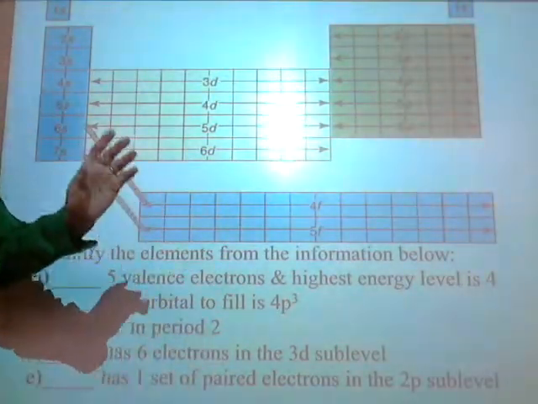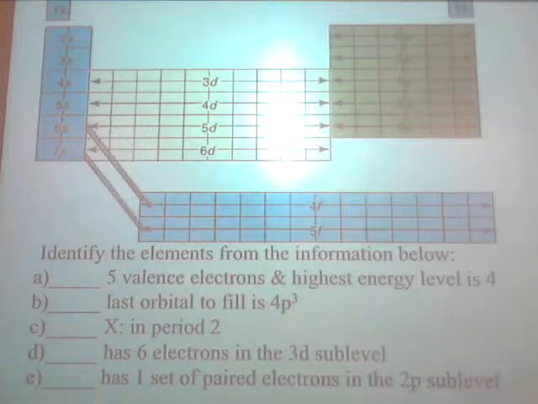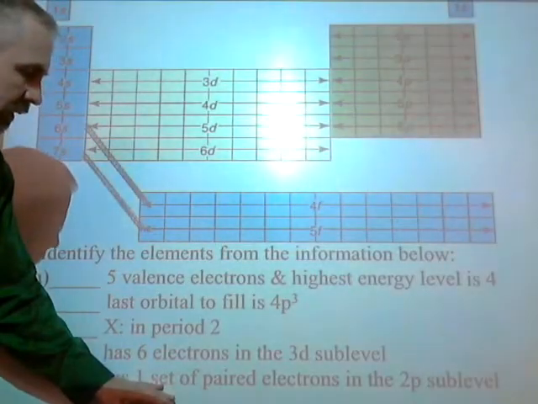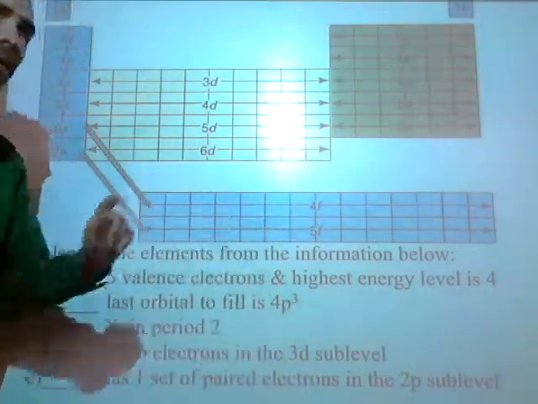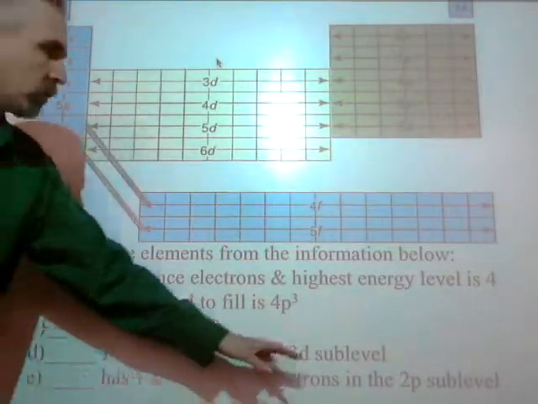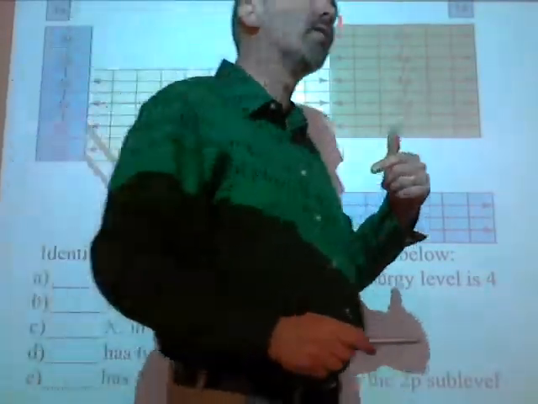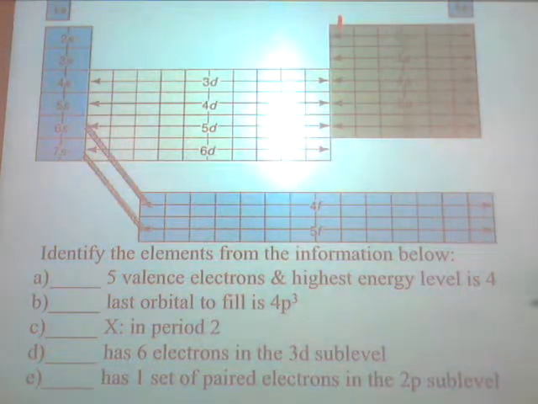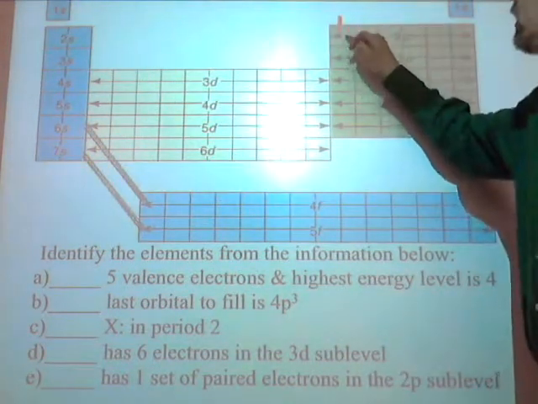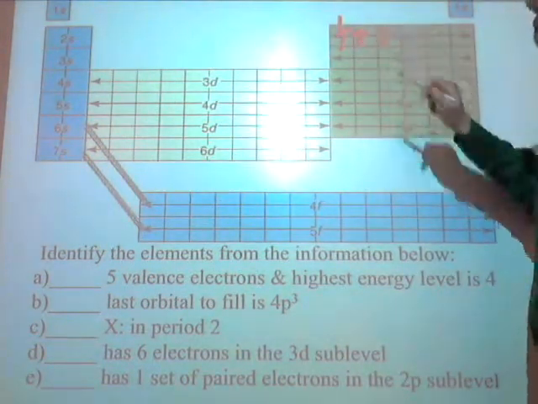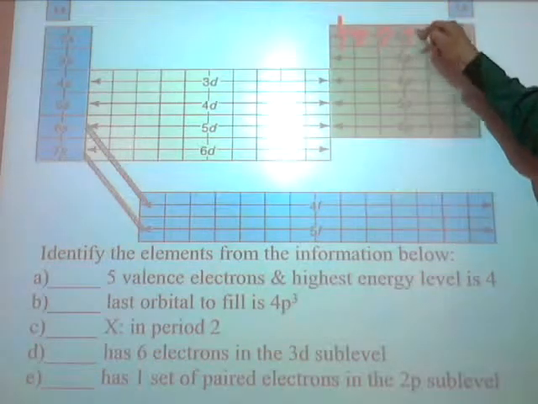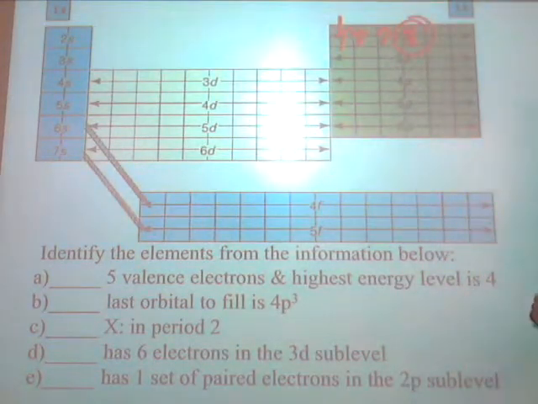And notice how a question can be worded in a difficult way. "One set of paired electrons in the 2p." Some people will just see the word "one" there, and you'd be wrong. The 2p is obviously right here, and you say, oh, it's this guy right here. But I said one set of paired electrons. Well, they're not going to pair up until each one has 1 electron in it. Then they come back and pair up. So this is going to be this guy right here. And who is that guy right there?